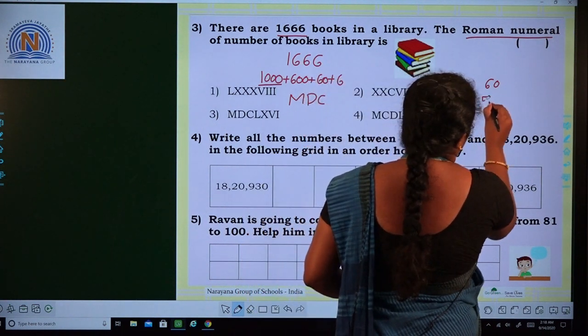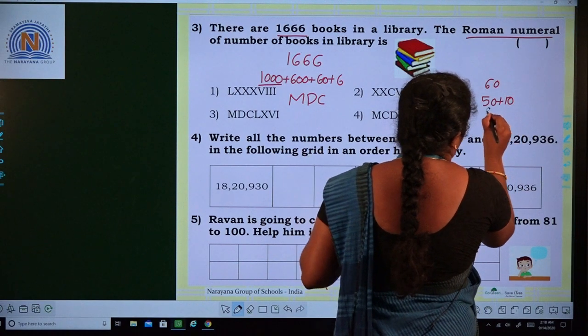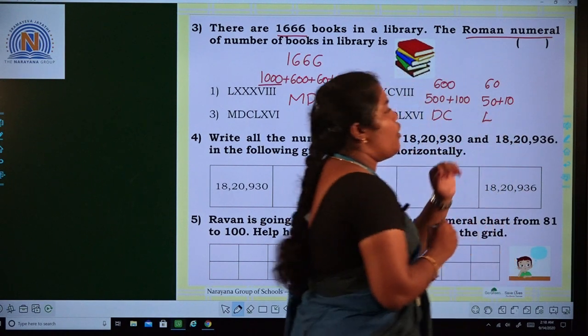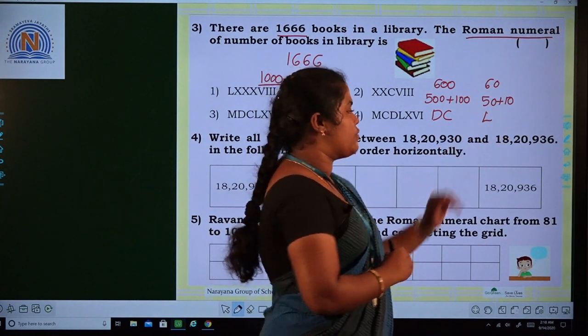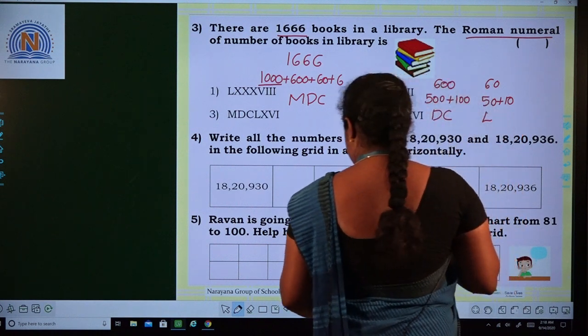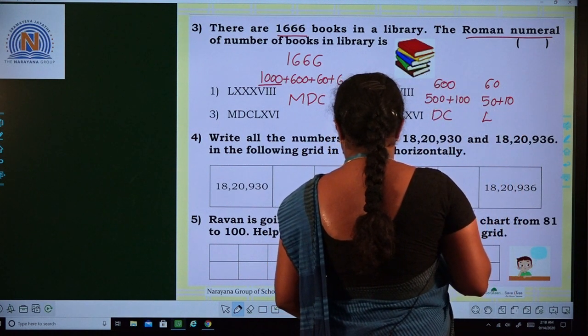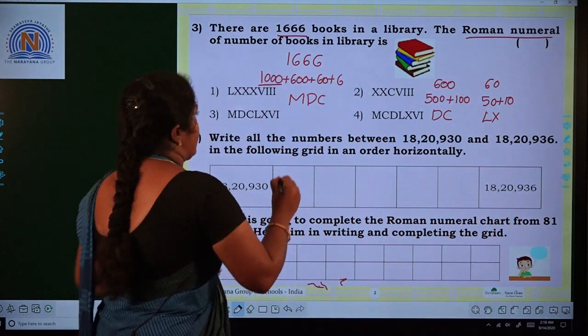Next, 60 is 50 plus 10. The symbol of 50 is L and the symbol of 10 is X. Here the addition symbol is there. So we have to write it after the Roman symbol. Symbol is X. So 60 symbol is LX.